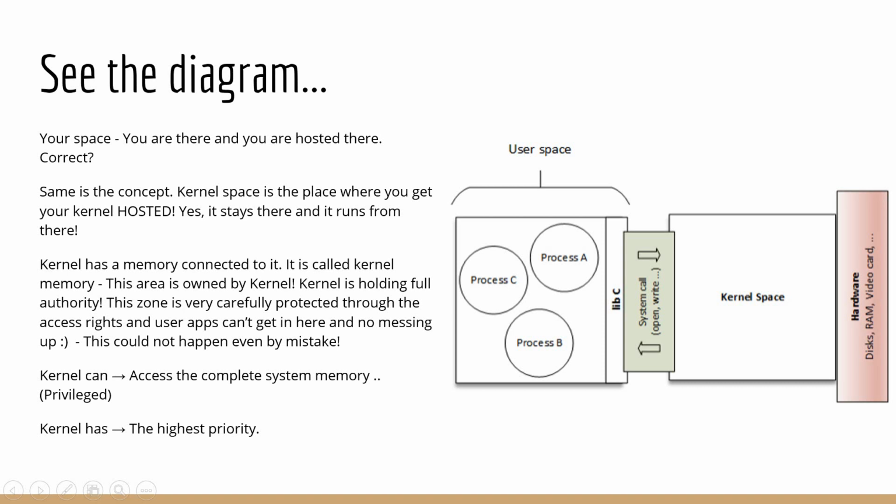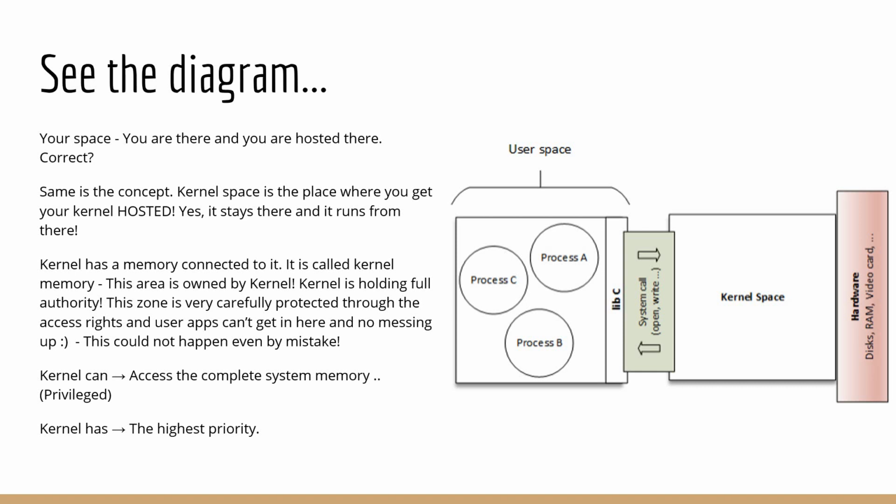So the hardware is nothing but the disk, RAM, video card, whatever you could see as peripherals; they are all coming into the picture. Let's get a detailed understanding here. Kernel space is where the kernel completely stays. This is the place where the kernel resides and it runs from there. Simple. Kernel stays there, so we call it kernel space.